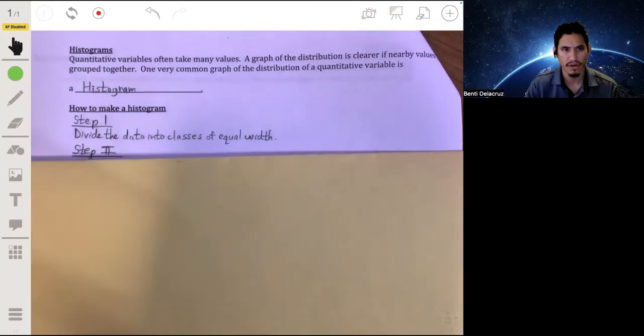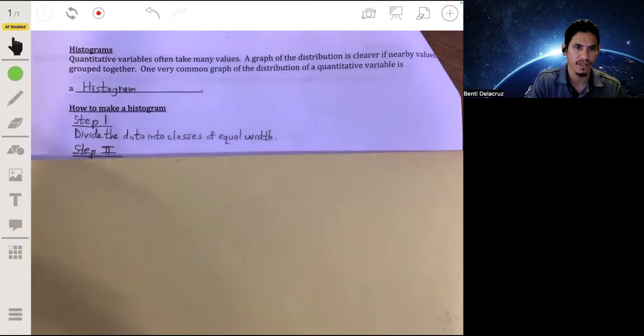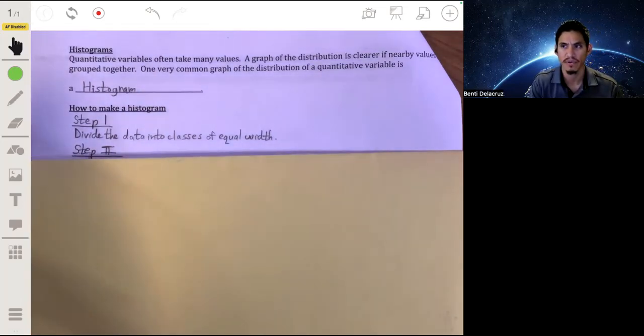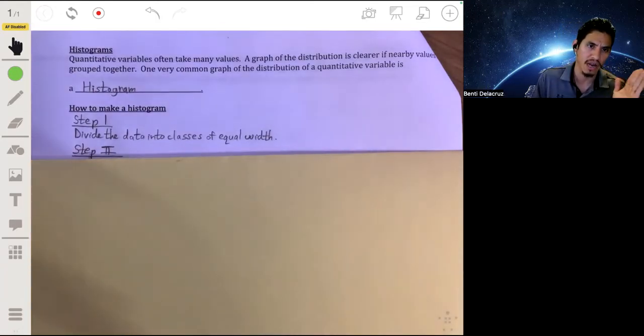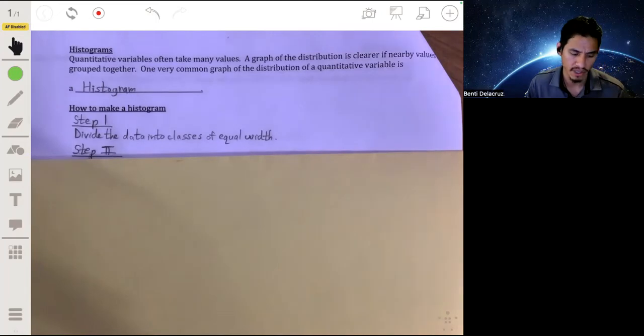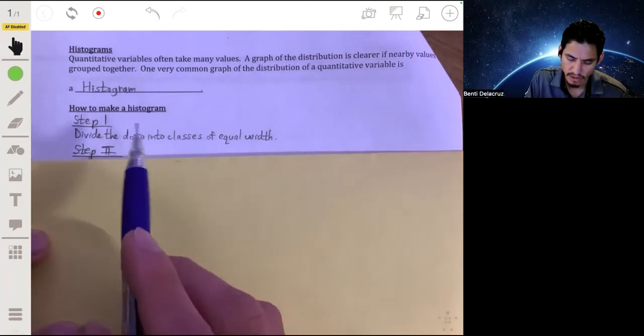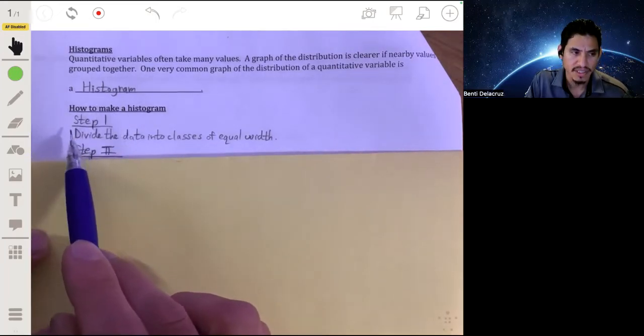And they're very useful, and they really are important when you have sets of data where the values are very close to one another, like the heights of people or the weights of people, that sort of thing. So let's go over how we make one, and then we'll talk a little bit more about the concept. We're going to break this into 3 steps.